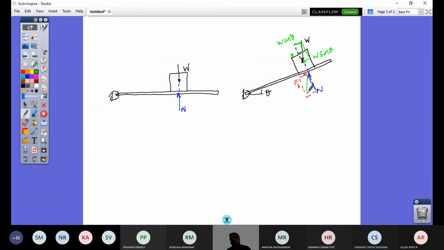Resultant of these two, which is the reaction, and this angle is phi s. So what is this? The normal direction is perpendicular to this slope, so this theta is equal to phi s. This theta, the slope, is then called the angle of repose.